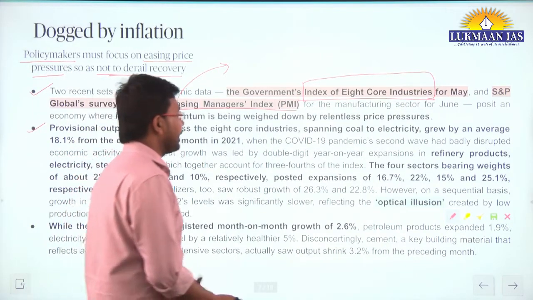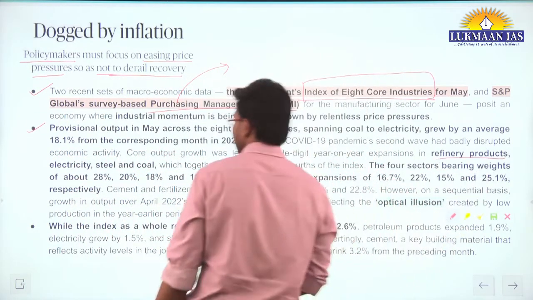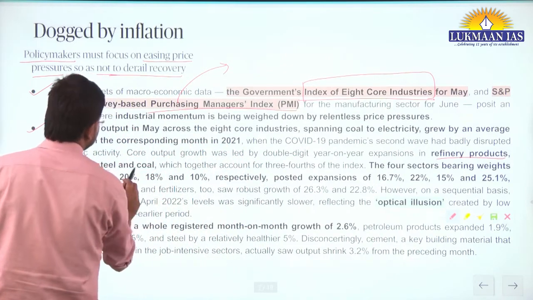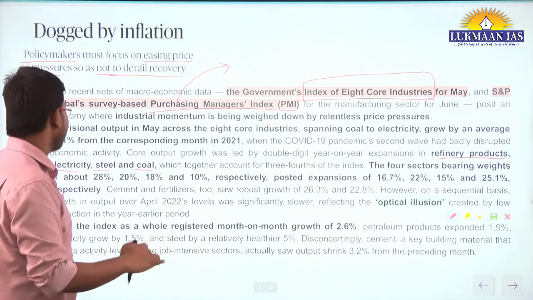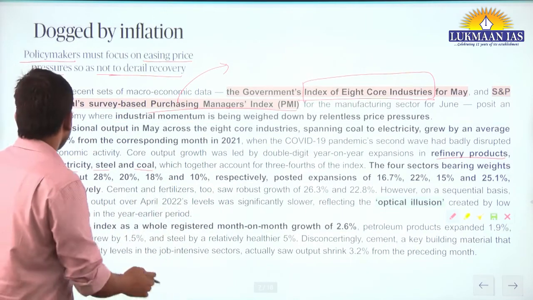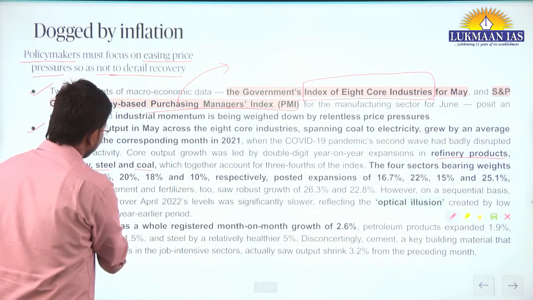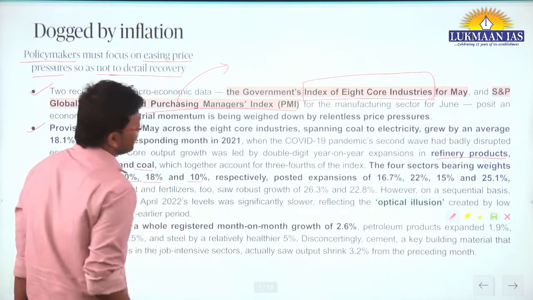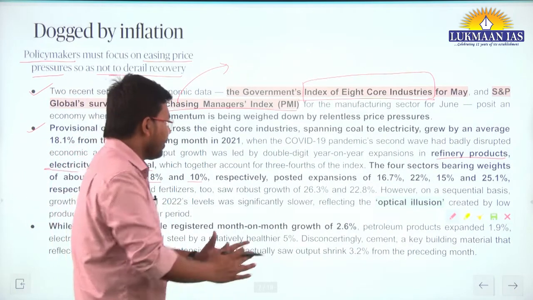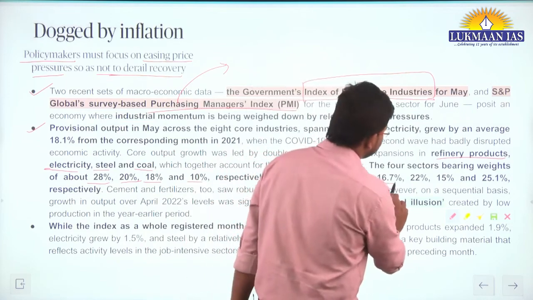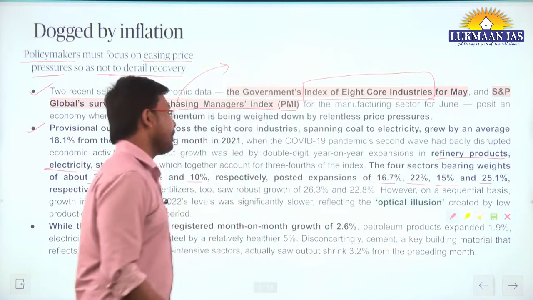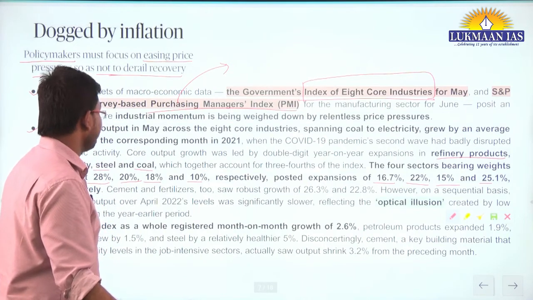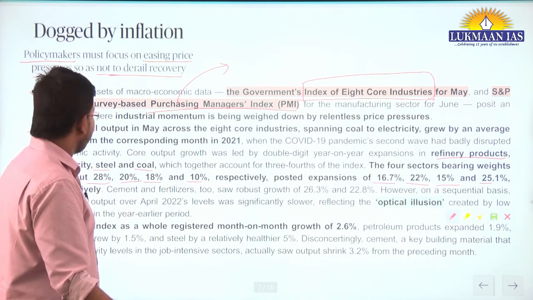They are refinery products, electricity, steel and coal. So these four sectors of the industry have witnessed growth of 28, 20, 18 and 10% respectively, and they have had an expansion of 16.7%, 22%, 15% and 25.1%.